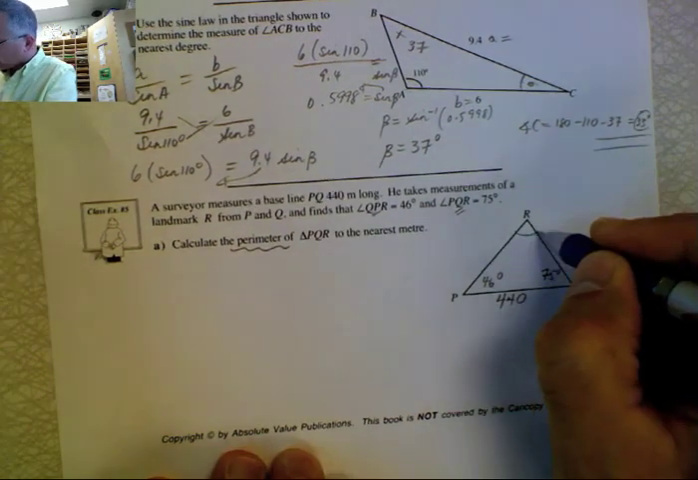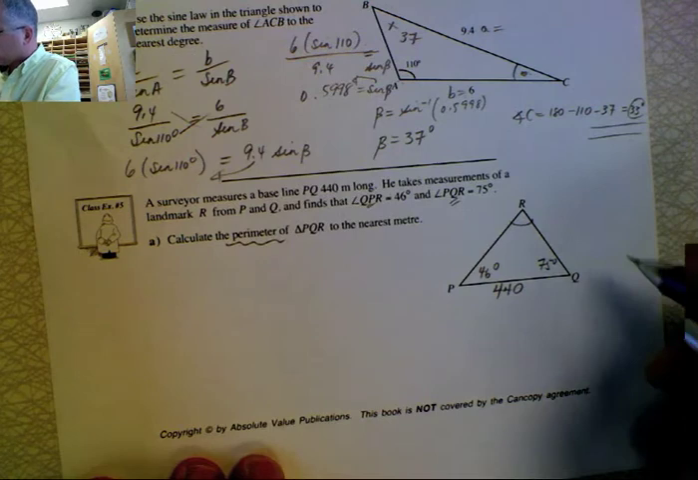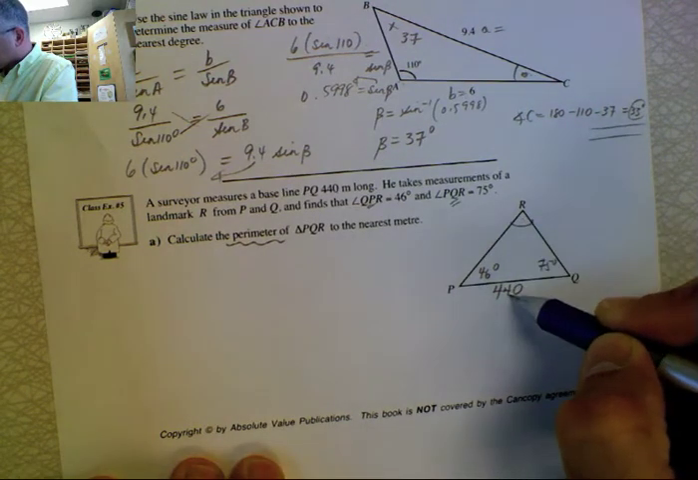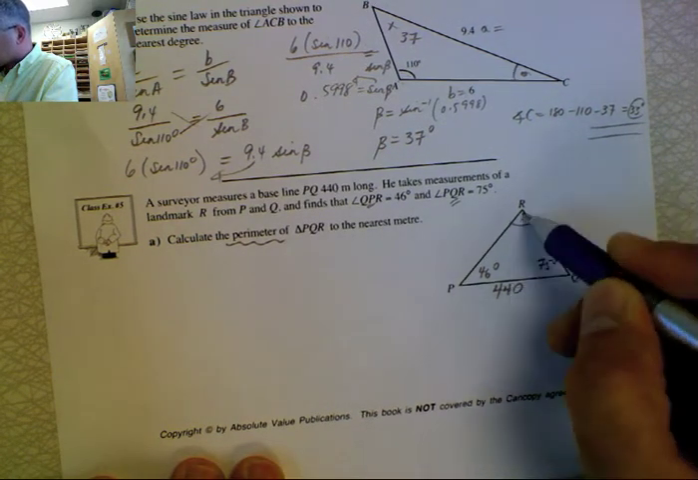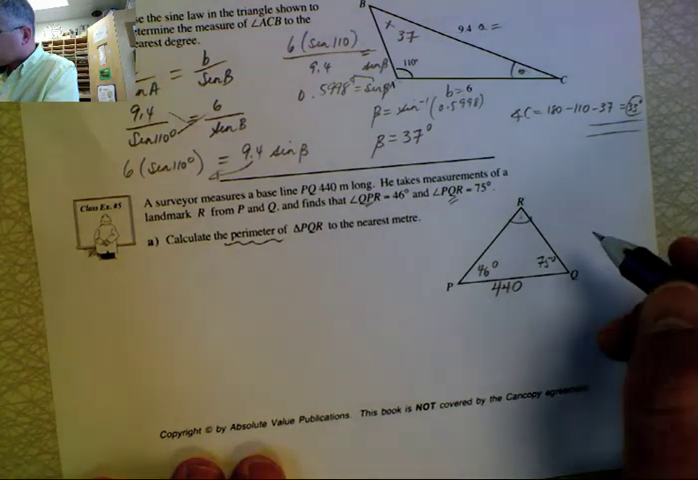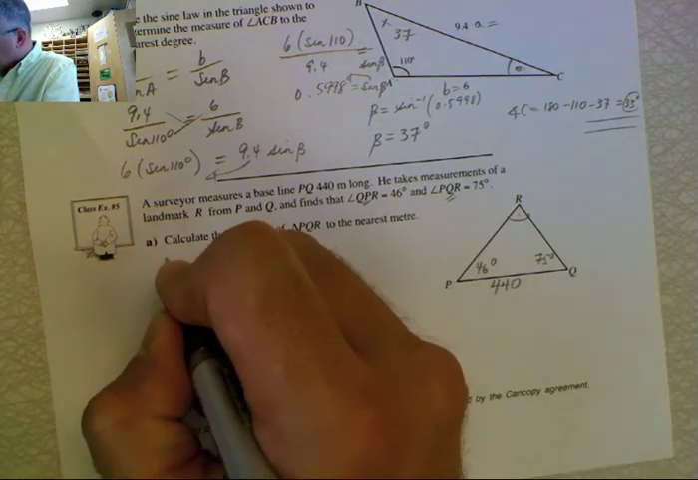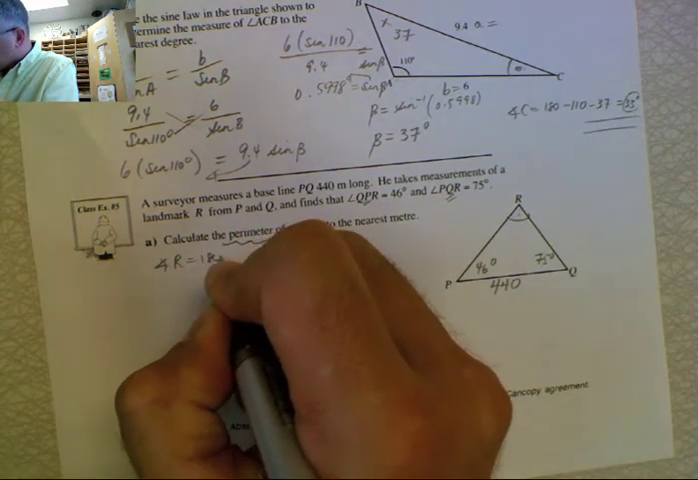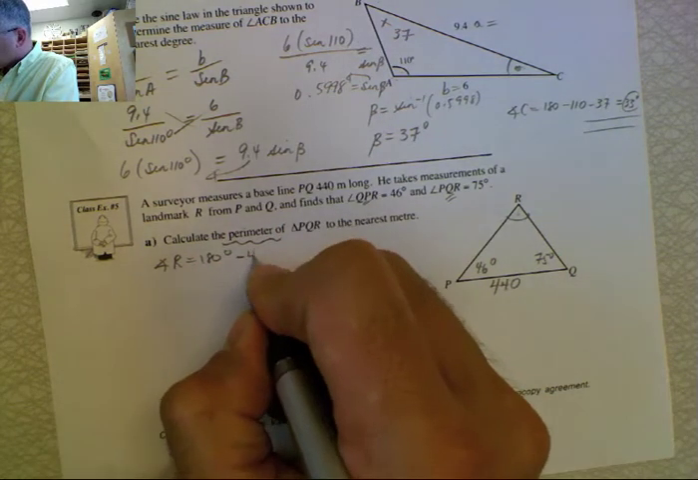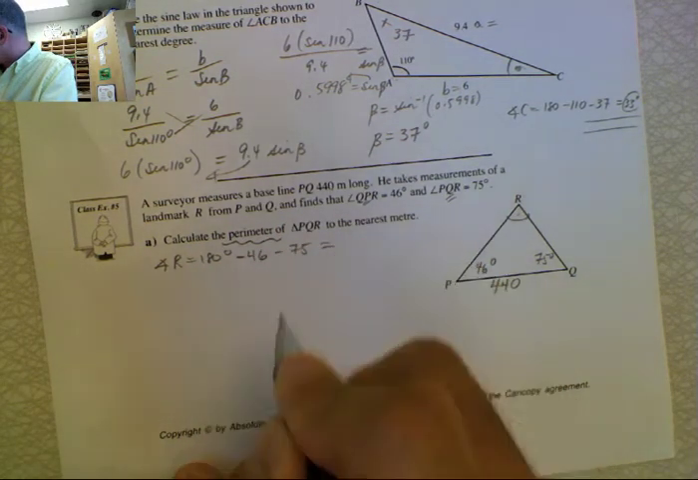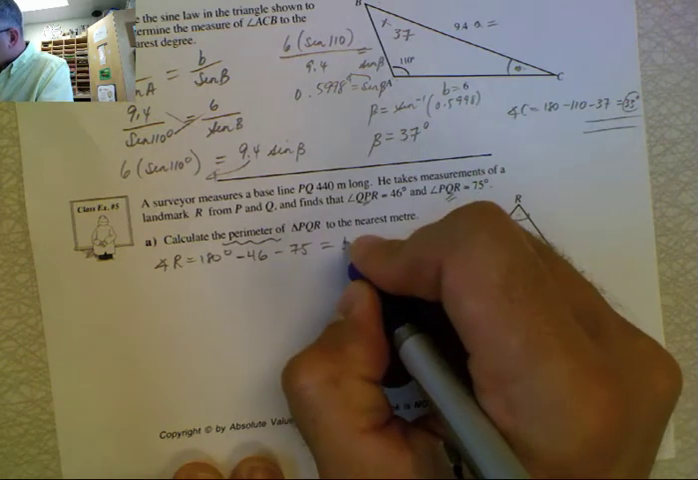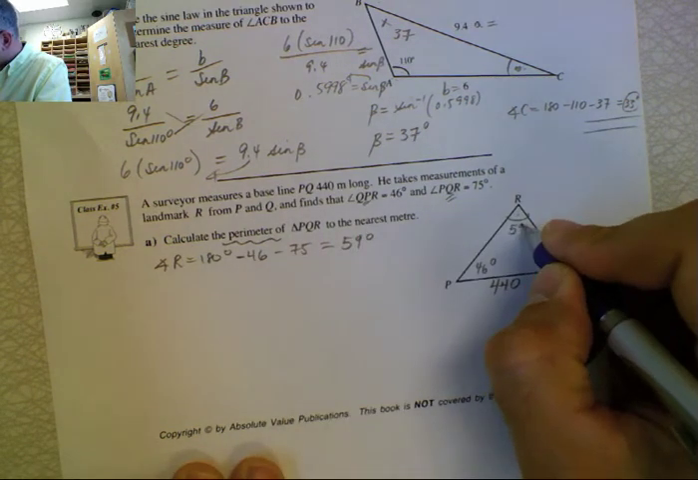So we can figure out angle R to start with, and that would be a good thing because we need to know angle R because we have side R, so we're going to have to use that to help us calculate our solution. So angle R is going to be 180 degrees minus 46 minus 75, which gives us 59 degrees.